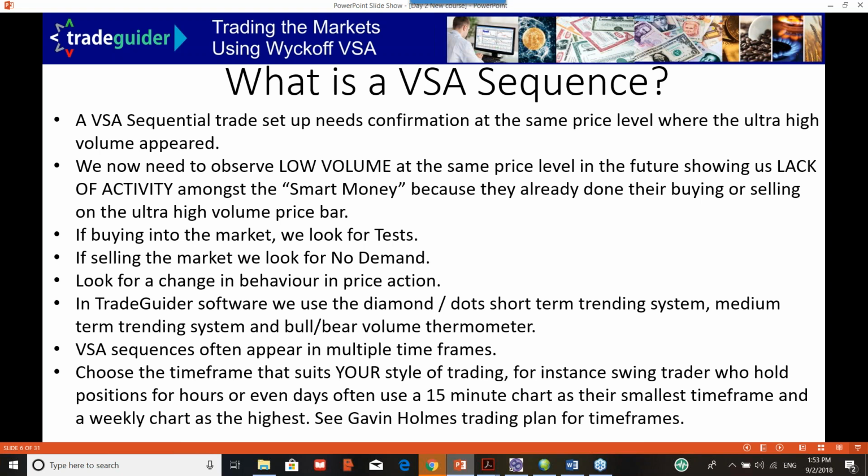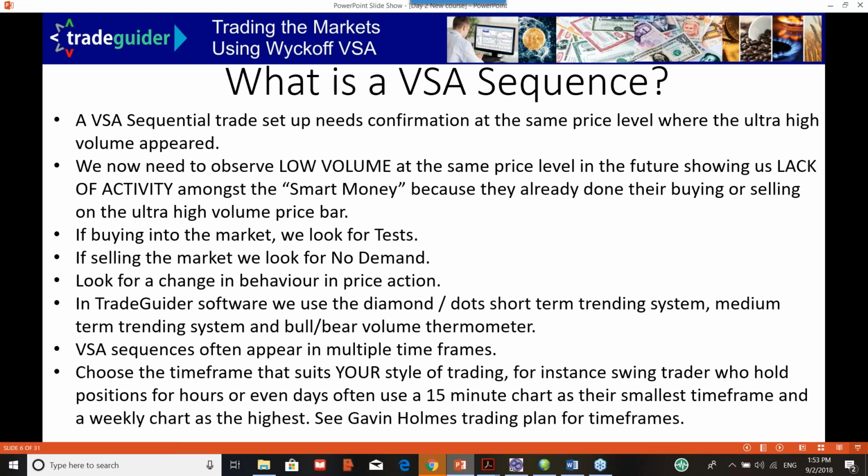A VSA sequential trade setup needs confirmation at the same price level where the ultra high volume appeared. We now need to observe low volume at the same price level in the future, showing us lack of activity amongst the smart money, because they've already done their job in the background. And they've already been buying on that, or selling.